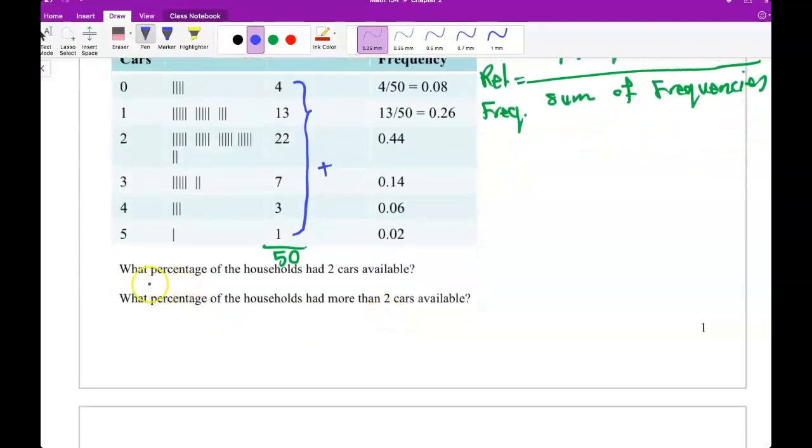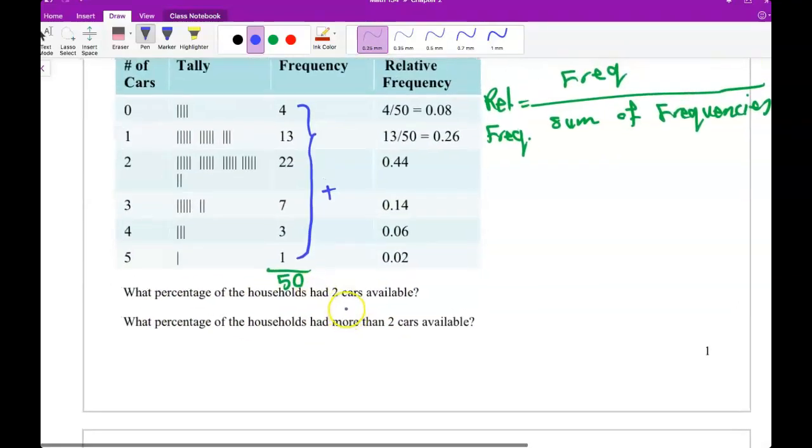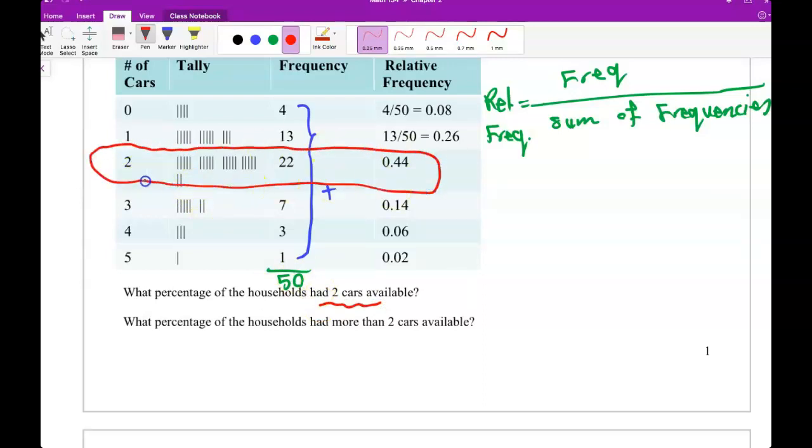Now let's see what the question is here. What percentage of the households had 2 cars available? The part that we want to work on is 2 cars, and that is this part. The answer for relative frequency is 0.44, and since it's asking for a percentage instead of using the decimal, we use percentage. So it's 44% for 2 cars.